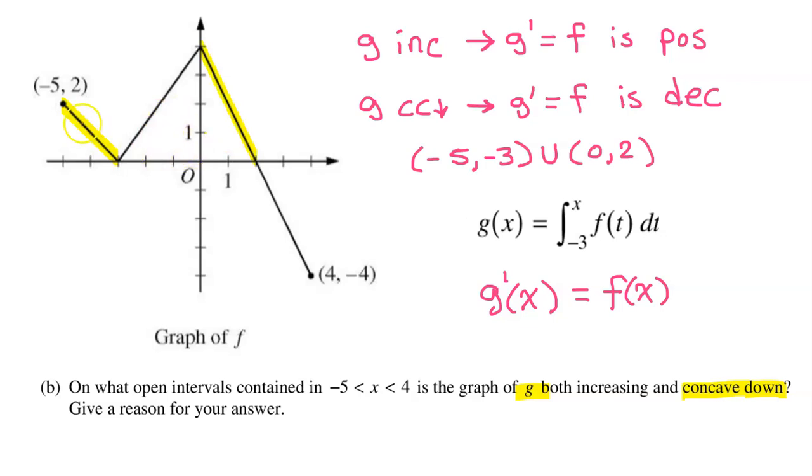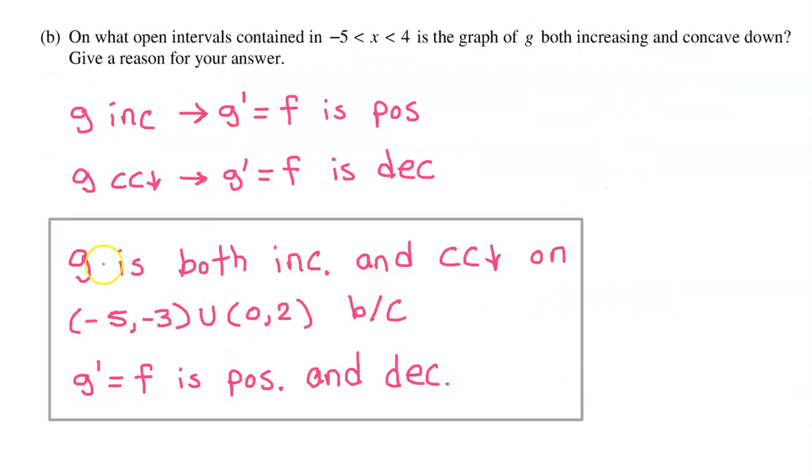This is the graph of f, which equals g prime. We can see that it is both positive and decreasing in 2 intervals, from -5 to -3 and from 0 to 2. Function g is both increasing and concave down on the intervals from -5 to -3 and from 0 to 2 because g prime, which equals f, is positive and decreasing. Again, it's essential to state g prime, which equals f, because f is the graph that we are given.